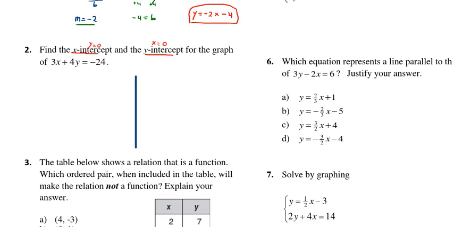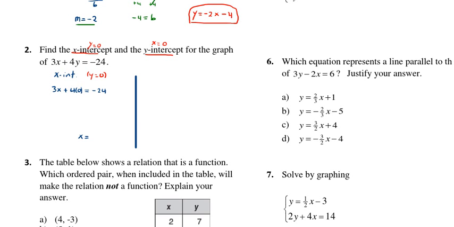So to find the x-intercept, substitute y with 0. That's 3x plus 4, and y is substituted with 0, equal to negative 24. And you simplify to see what's the x-intercept.